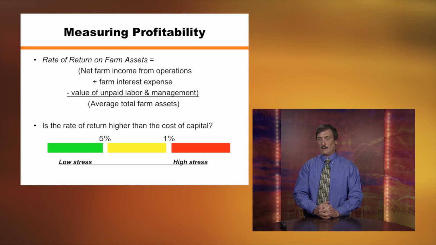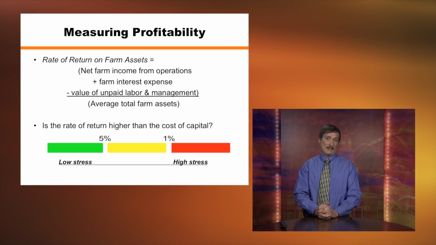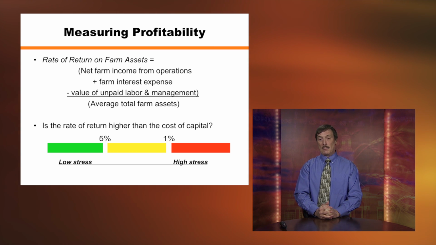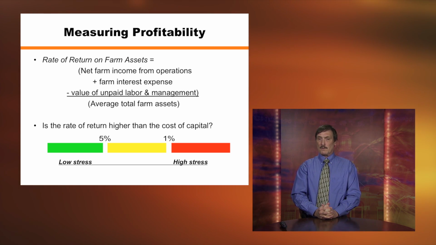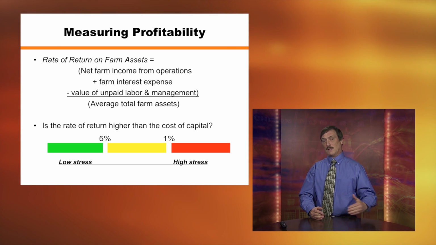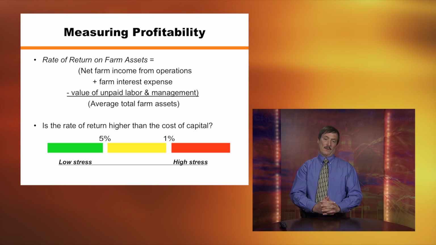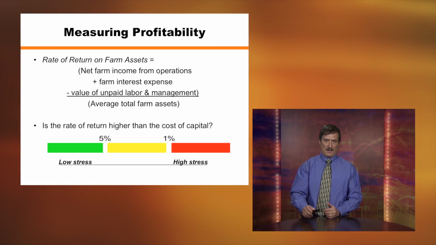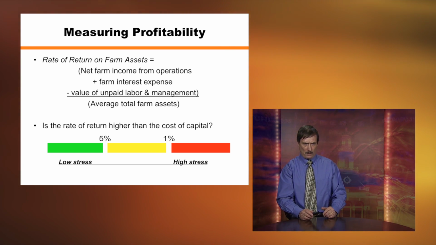A good rate of return on assets would be anything above 5%. We certainly have farms and ranches that are doing well better than that. Maybe a little bit more of a stressful situation is if we consistently calculate that number year in and year out, and we end up with a number that's less than 1% or even negative. So those would be some benchmarks to shoot for there.